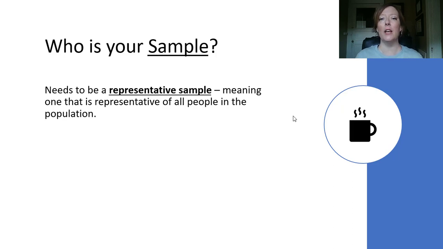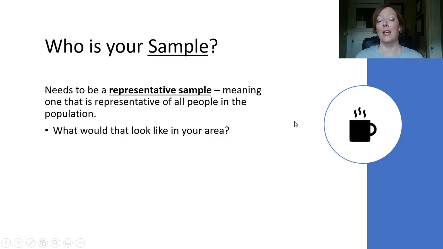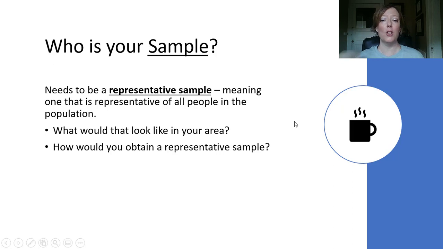So hopefully your sample is going to be representative of all of the people in the population. What would that look like in our area? So you want to make sure that we obtain a representative sample. You want to make sure that you are getting a lot of different types of people, a lot of different types of teachers, not just teachers from the math department, for example, not just teachers from the art department, for example, not just male or female. You want to make sure that your sample is representative.